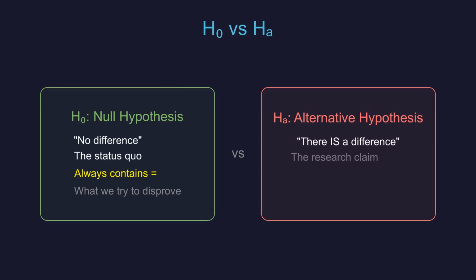The alternative hypothesis, H sub A, is the claim that there is a difference. It represents the research claim and uses inequality symbols: not equal, greater than, or less than. This is what we're trying to find evidence for.